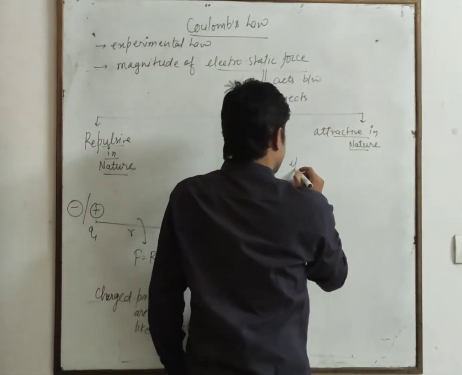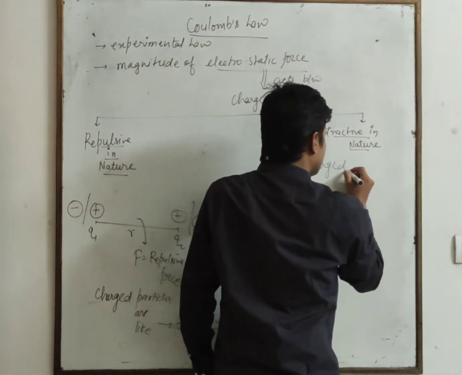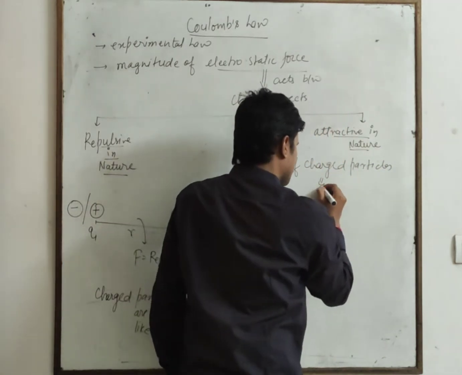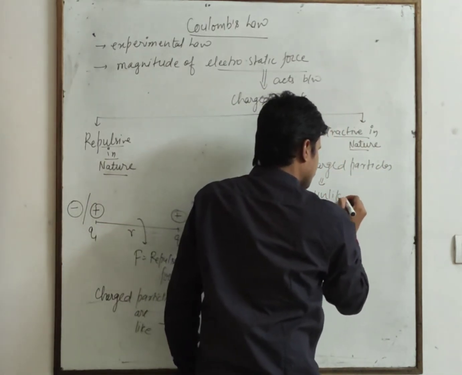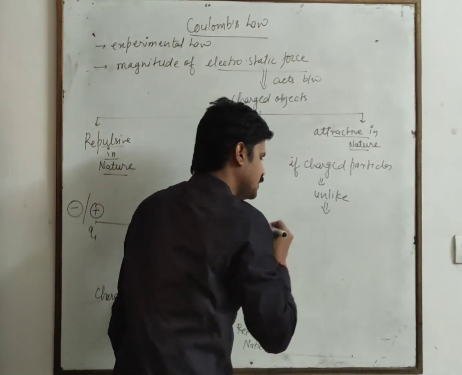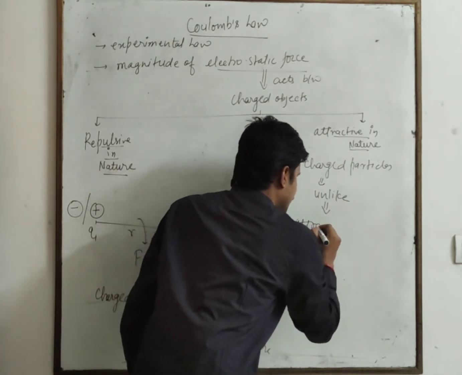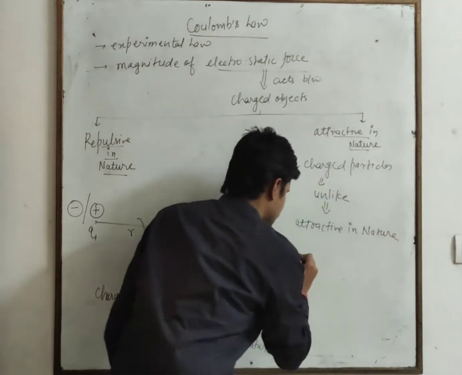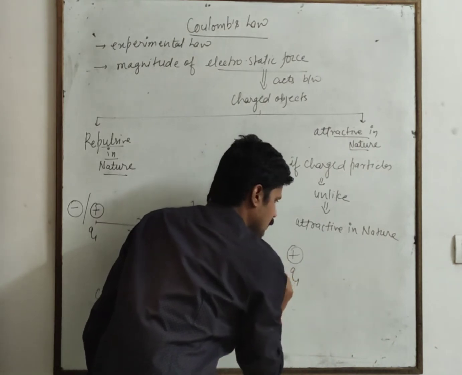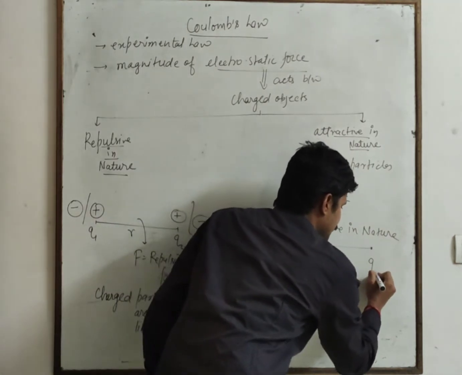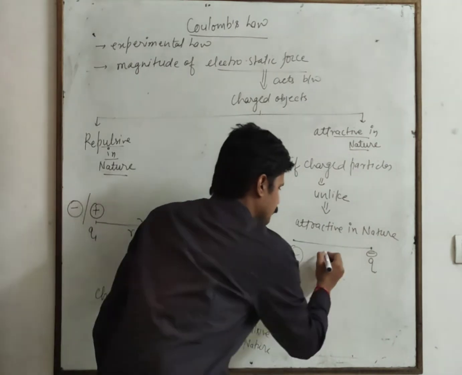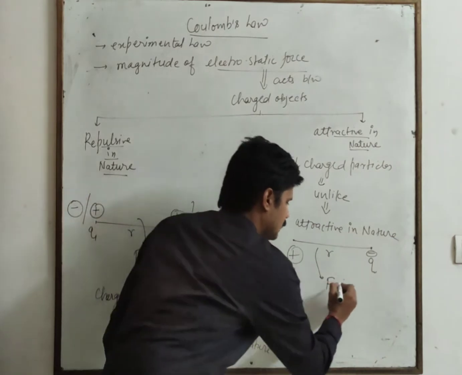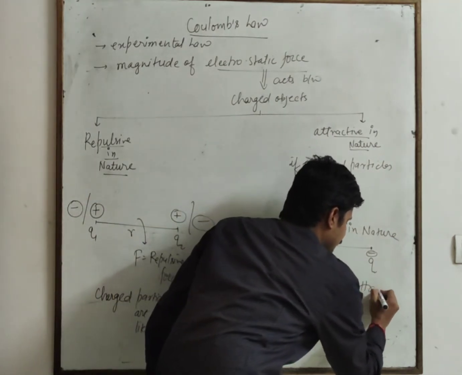If charged particles are unlike, then the force between these charged particles is attractive in nature. It means suppose we have charge Q1 positively charged and Q2 negatively charged, which are separated by distance r. Then the force between these charged particles is attractive in nature.